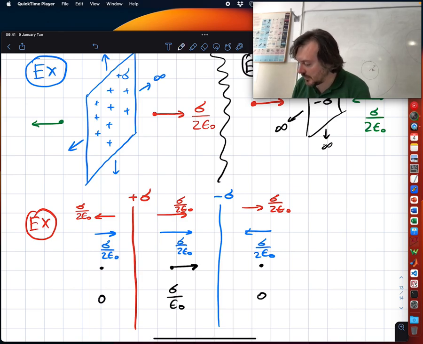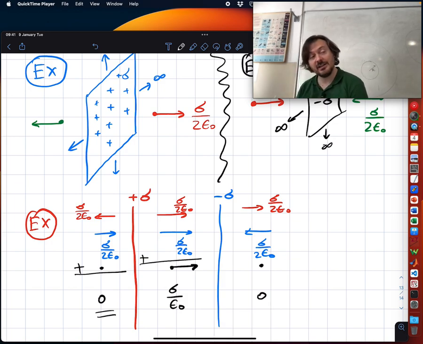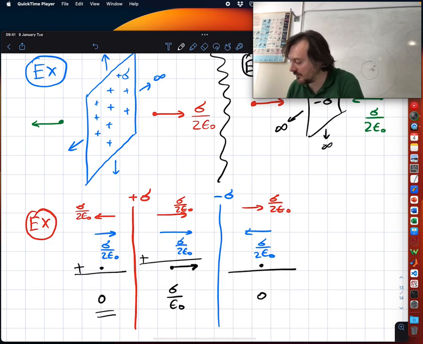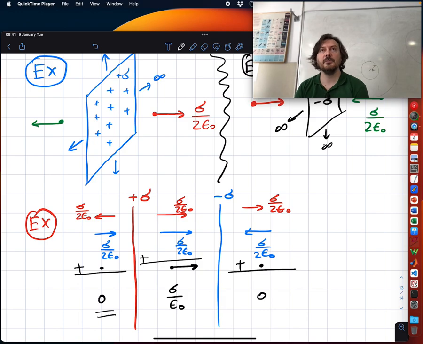So if you sum them up, you get 0 here. Sum them up, you get sigma over 2 epsilon 0, sigma over epsilon 0, and sum these up and you get 0. Are you happy? Yes? Can we explain parallel plates? Yes, exactly. That's how we explain the capacitors, right?